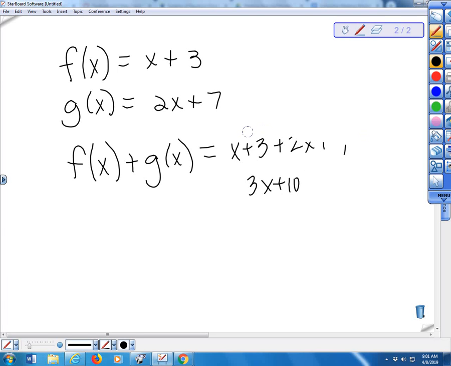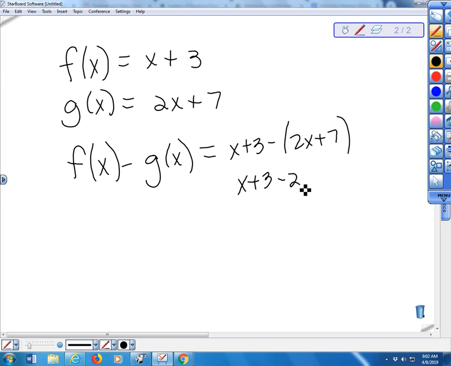And if I made it minus, still combine like terms and subtract. It would be minus 2x plus 7. Don't forget the parenthesis because we're going to distribute the negative 1. So this is x plus 3 minus 2x minus 7 becomes negative x minus 4.